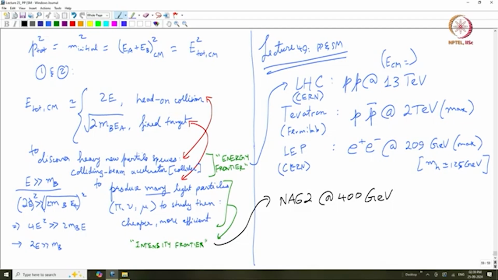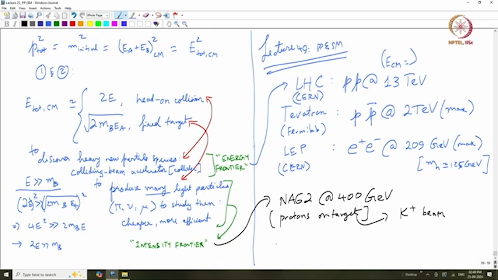So one is NA62, I believe this is also at CERN, and they had a proton beam on target, and their main aim was to get K plus mesons from this. So they got a K beam with which they measured CP violation parameters, looked for exotic particles, etc.